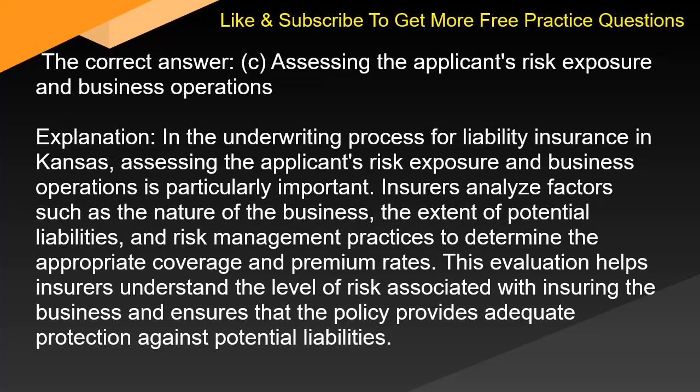The correct answer: C. Assessing the applicant's risk exposure and business operations. Explanation: in the underwriting process for liability insurance in Kansas, assessing the applicant's risk exposure and business operations is particularly important. Insurers analyze factors such as the nature of the business, the extent of potential liabilities, and risk management practices to determine the appropriate coverage and premium rates. This evaluation helps insurers understand the level of risk associated with insuring the business and ensures that the policy provides adequate protection against potential liabilities.